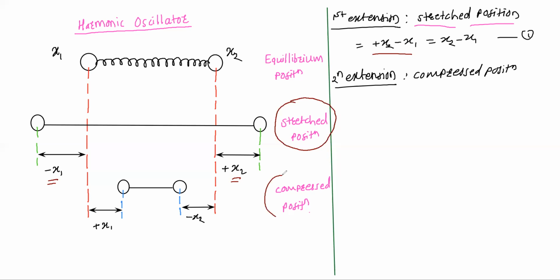Similarly, we also write down the compressed position. In this case the equation will be minus x2 plus x1. So just write down, this is equation number second. Then try to find out the force constant, that is nothing but your k, and after that we solve for the function of frequency.